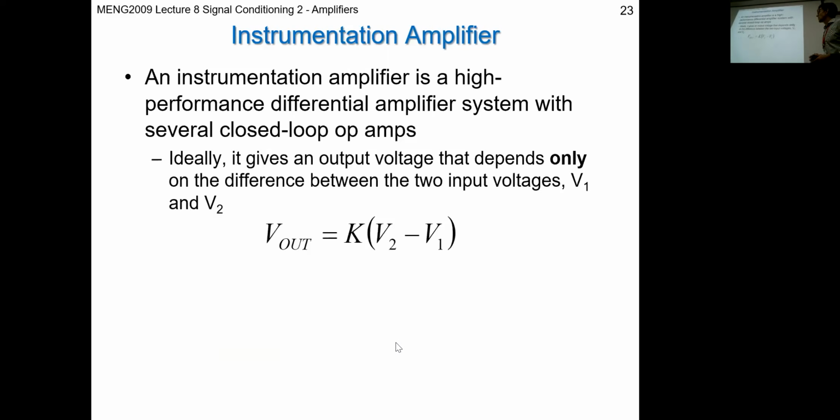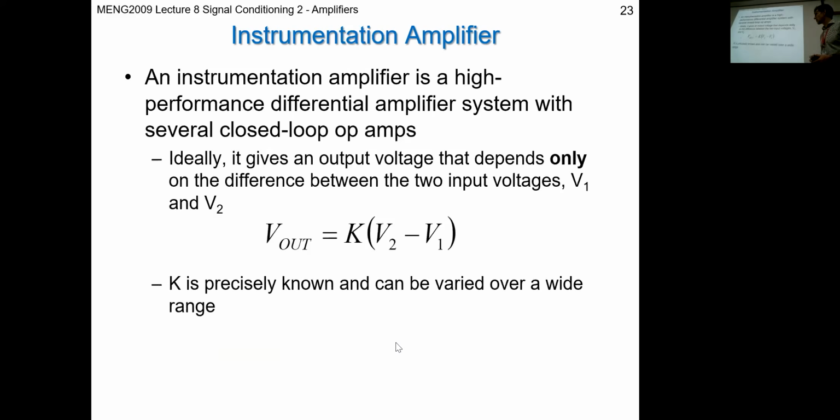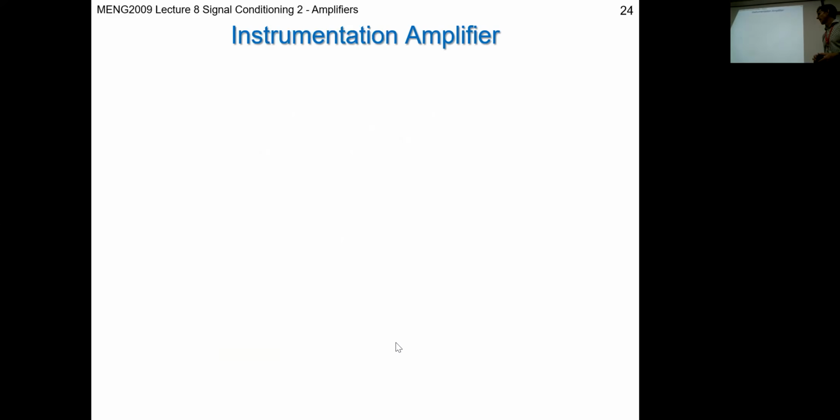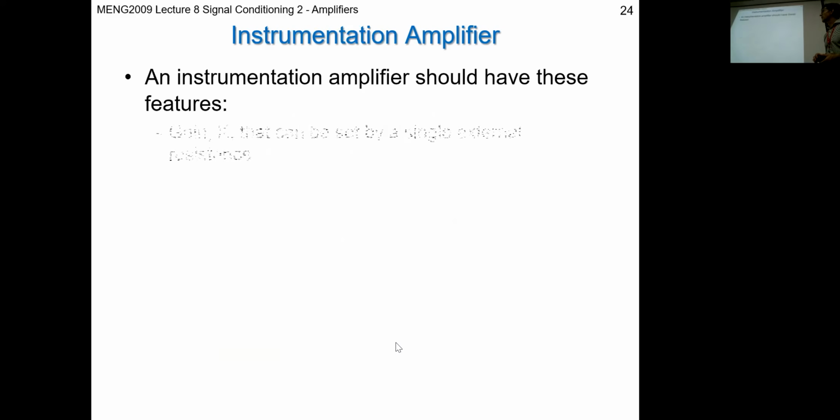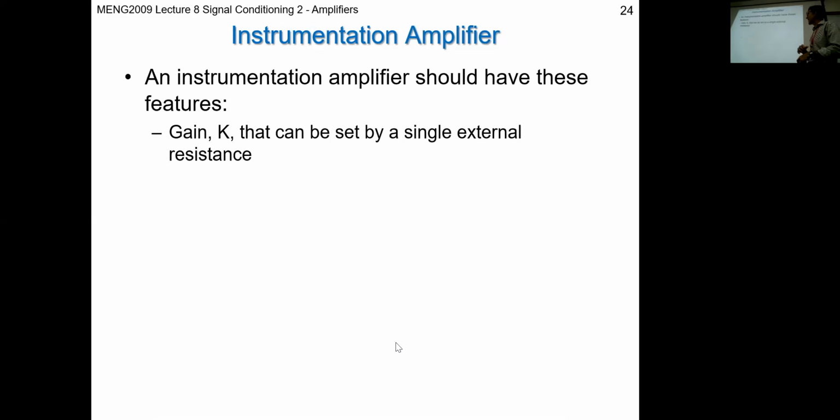Right? So an instrumentation amp allows you to change your gain K by just changing one resistor. And K, in this case, your gain, is precisely known and can be varied over a large range. So an instrumentation amp should have, like I said, a gain K that can be set by a single external resistance, a high input impedance, and it should have a high CMRR.